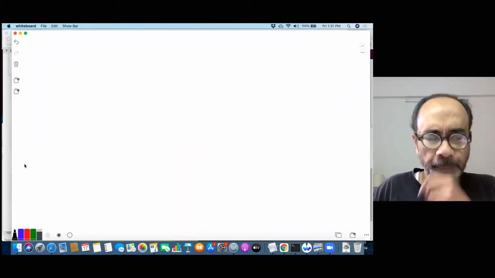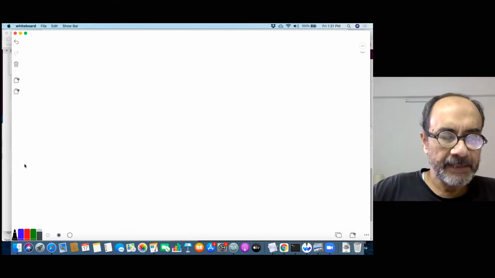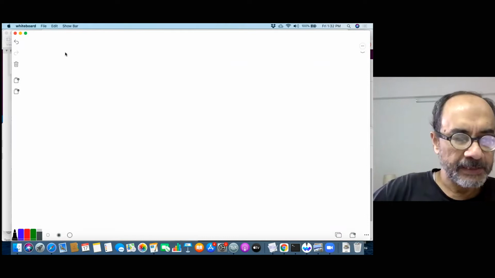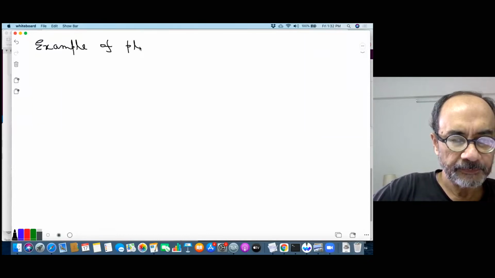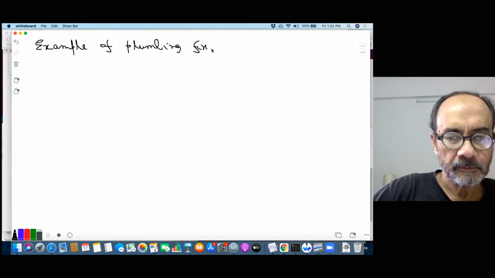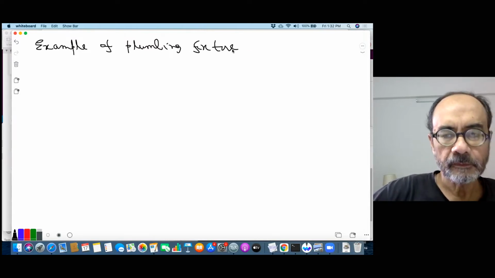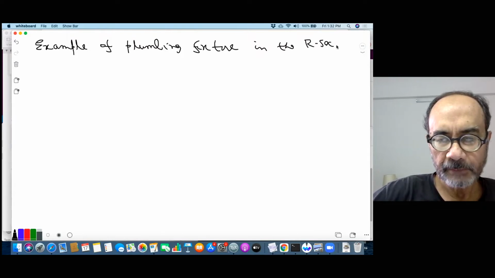Okay, so last time we gave this general procedure for plumbing fixture in the case of superstring. But it was perhaps somewhat abstract. So let me illustrate this by an example today, and how exactly it works, of plumbing fixture in the Ramond sector. Because that's where the subtlety is.